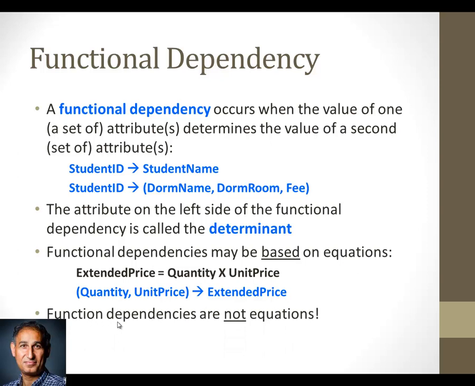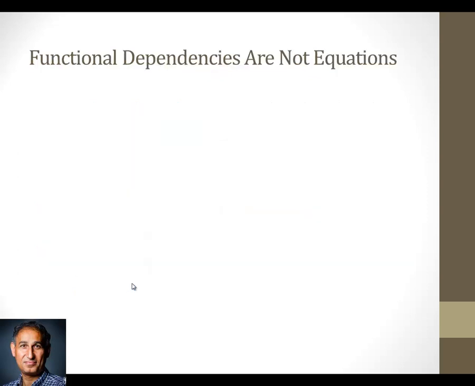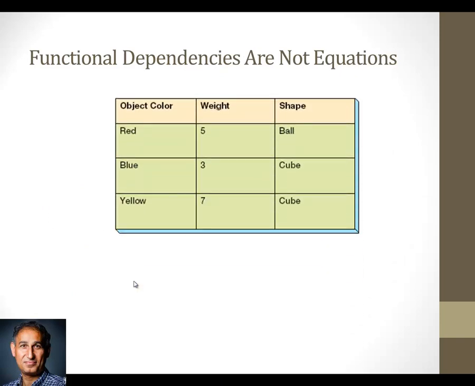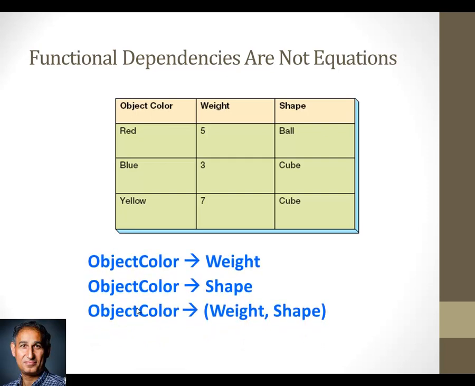And again, we would like to emphasize that functional dependencies are not equations. So if you look at this example, we will notice that object color is a determinant that can determine the weight and the shape. And as we stated before, they are not equations, but are used to represent the dependency of an attribute over the other. So this object color can determine other attributes such as the weight and the shape.